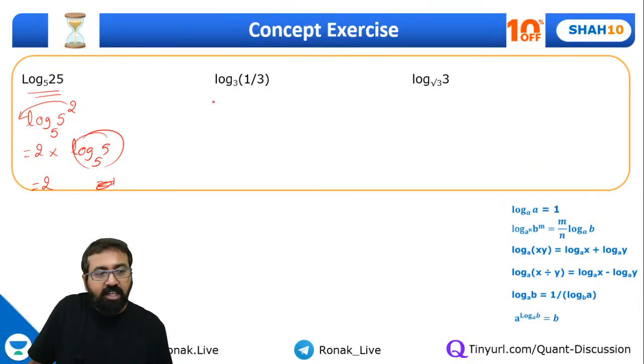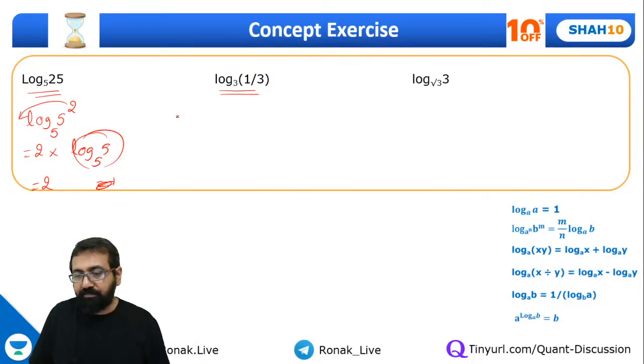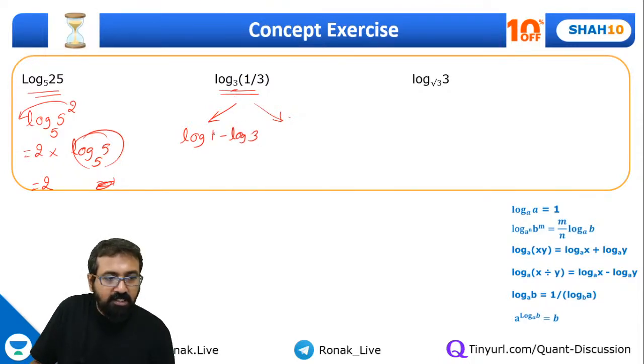Correct? Same way, can you tell me what will be the answer of this one? Please write down the answer in the chat box. Log of 1 by 3 with base 3. In fact, there are two ways to solve this question. The answer will come out the same. The first way is you consider this as log of 1 by 3, which is log of 1 minus log of 3. And what is the base? It's 3. So both the numbers will have base 3. Log of 1 with any base, of course, is 0. Minus log of 3 with base 3, it's 1. So 0 minus 1 is minus 1.